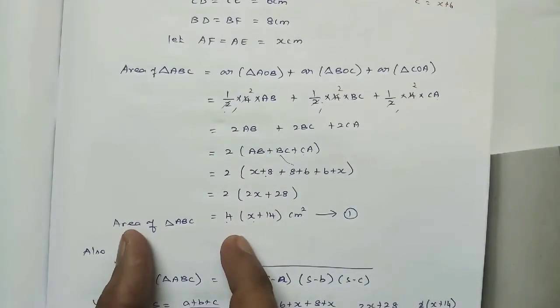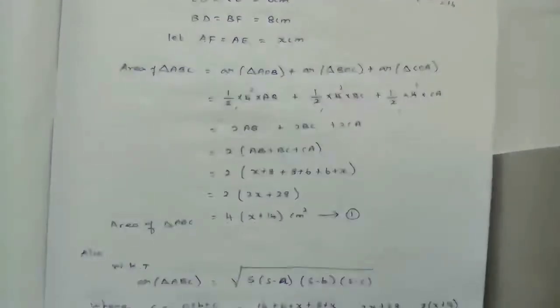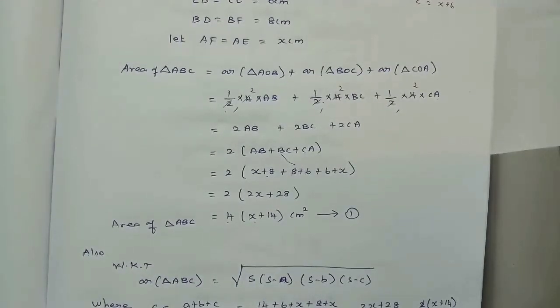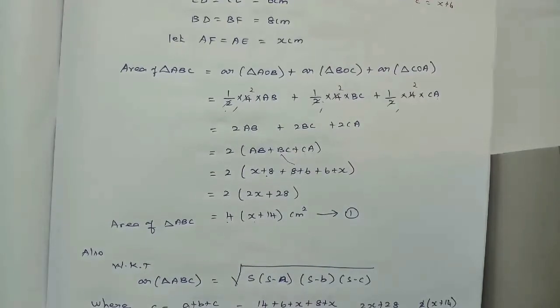Still one more formula is there for finding the area of triangle ABC. That is nothing but Heron's formula. So we have two areas, right? Area of triangle ABC.